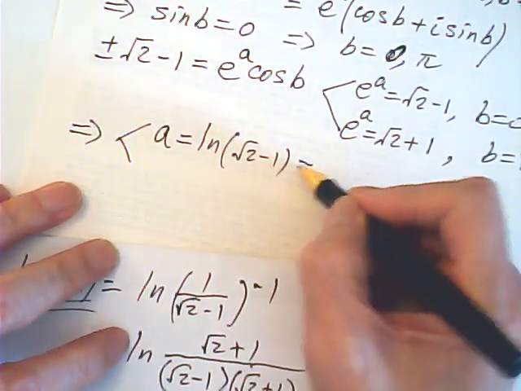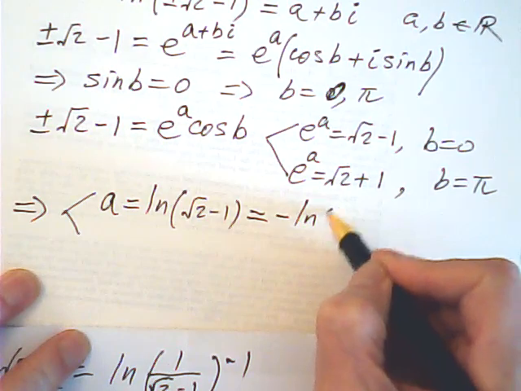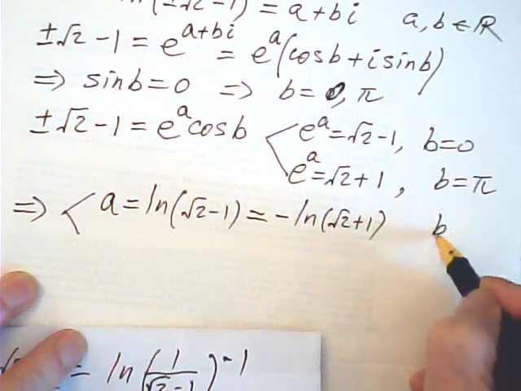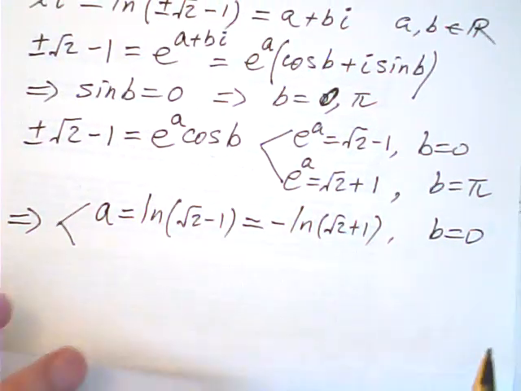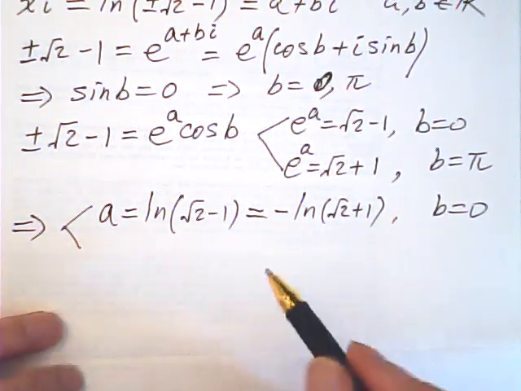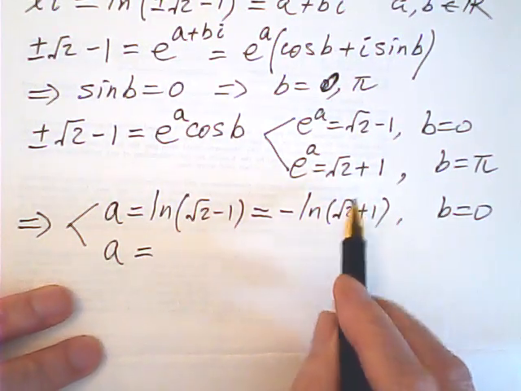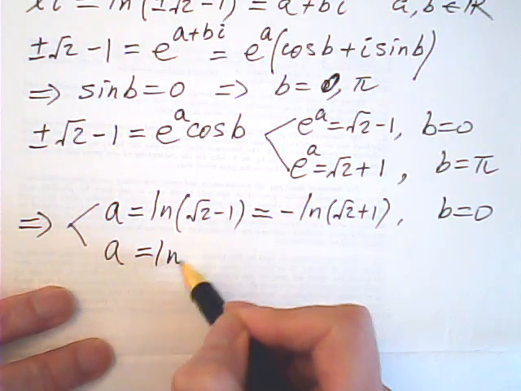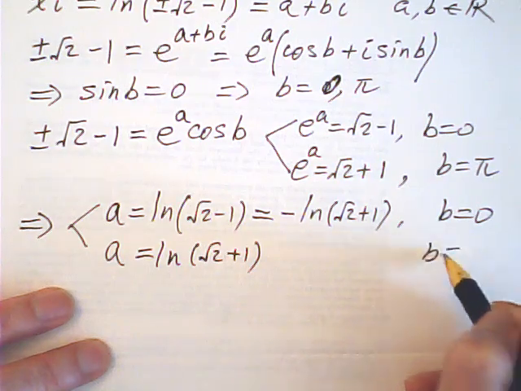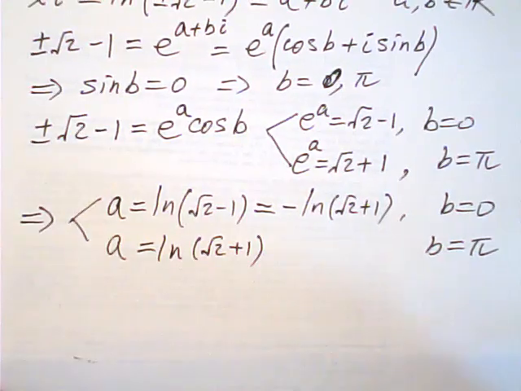So this one is equal to negative natural log root 2 plus 1 when b is 0, right? And the other case is this: equal to natural log root 2 plus 1 when b is pi. So we have two cases for a.